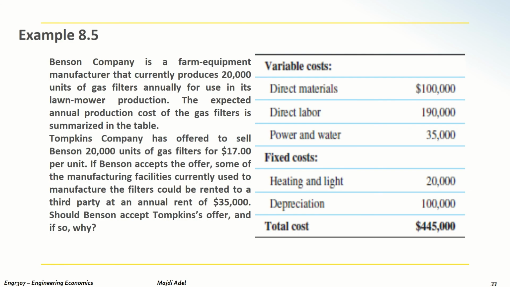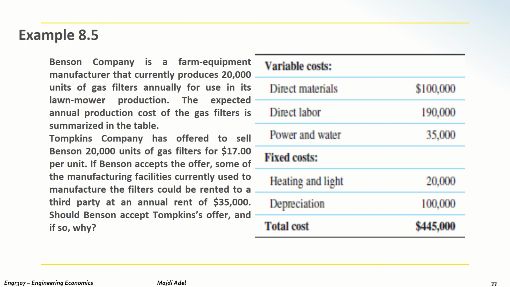An example. Benson Company is a farm equipment company. They are manufacturing 20,000 units of gas filters annually for use in lawn mowers. Lawn mowers are the machines used for cutting grass. And they have a plant for producing lawn mowers, and they have a plant for producing gas filters. Now the expected annual production cost for the gas filters is summarized in the given table.